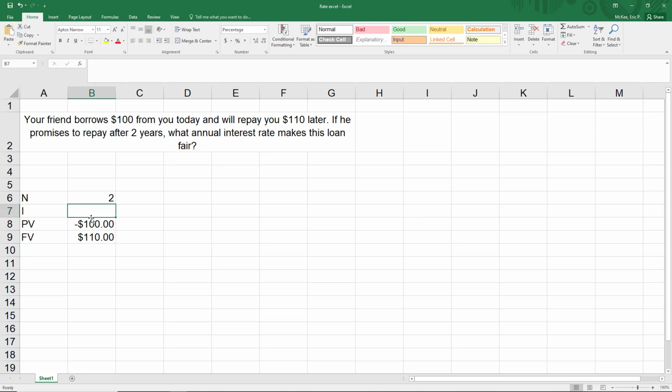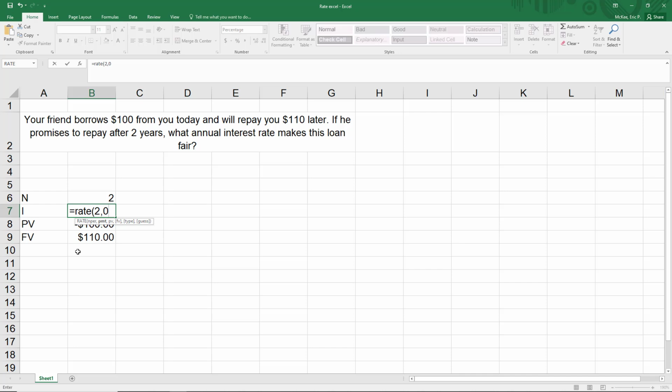I'm going to go to our cell next to I here and type equals RATE, R-A-T-E, open parentheses, and Excel now displays the parameters we need to enter. NPER stands for number of periods. That's B2 for N. PMT is for payment. That is regular interest payments, not the 110. And our friend's not making payments during the loan. It's just a single payment at the end for all the interest.